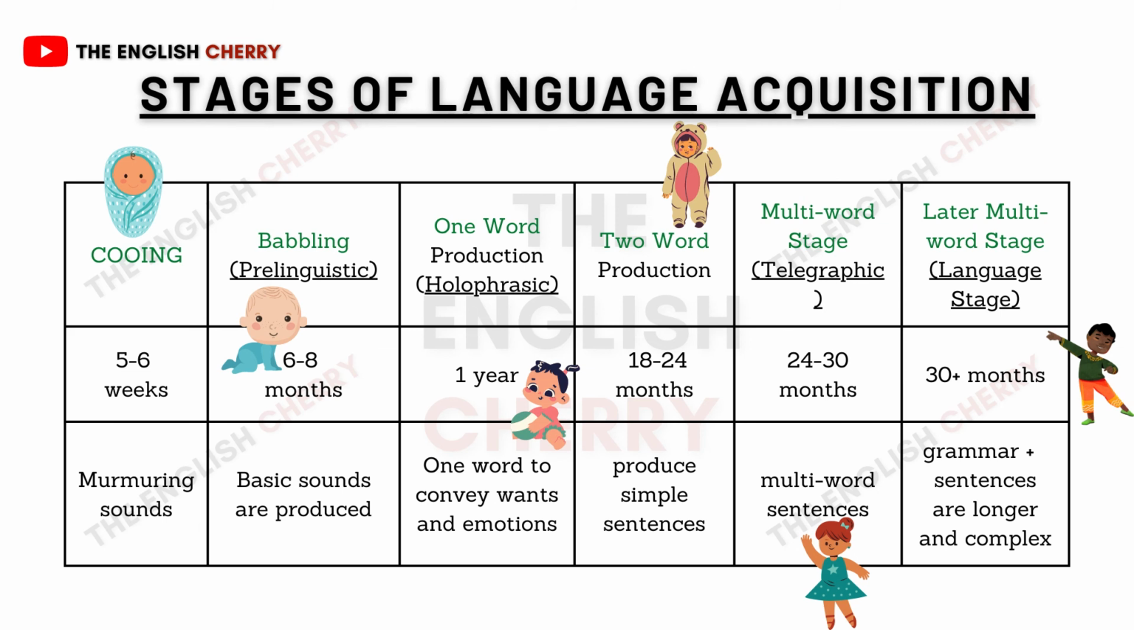The fifth stage is multiple word stage or telegraphic stage. It happens between 24 to 30 months. At this stage, child lacks grammar but is trying to say multiple words in a sentence. Last is later multiple word stage or language stage, coming after 30 months, when grammar is emerging and the sentences are longer and complex. So in this way, the language is gradually learned.